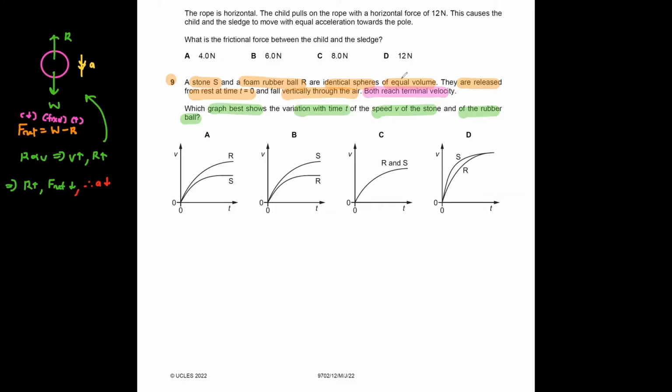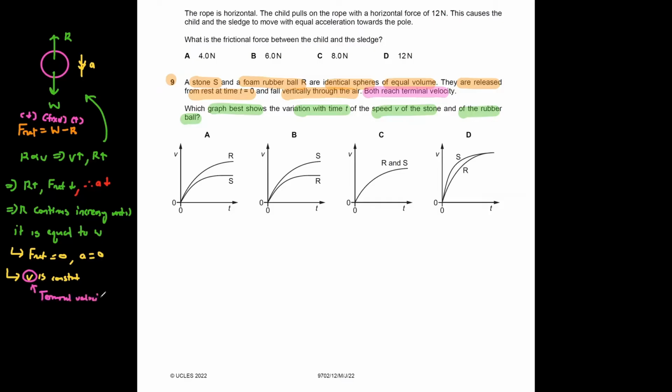So what would then happen is this: your air resistance continues increasing until it is equal to W. It is equal to the weight. So at this time, your F net is 0, your a is 0, and your velocity is constant. This velocity that has become constant here is what you know as your terminal velocity.